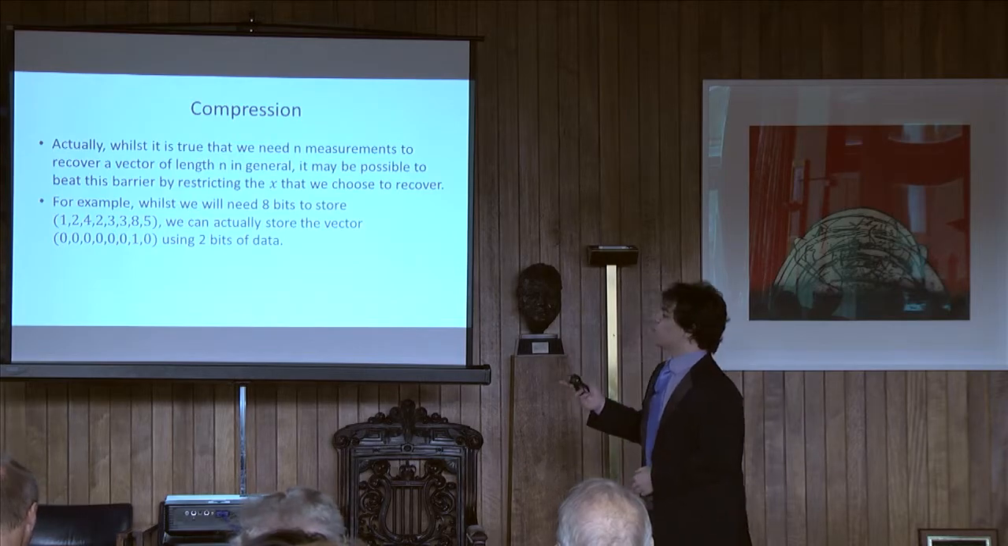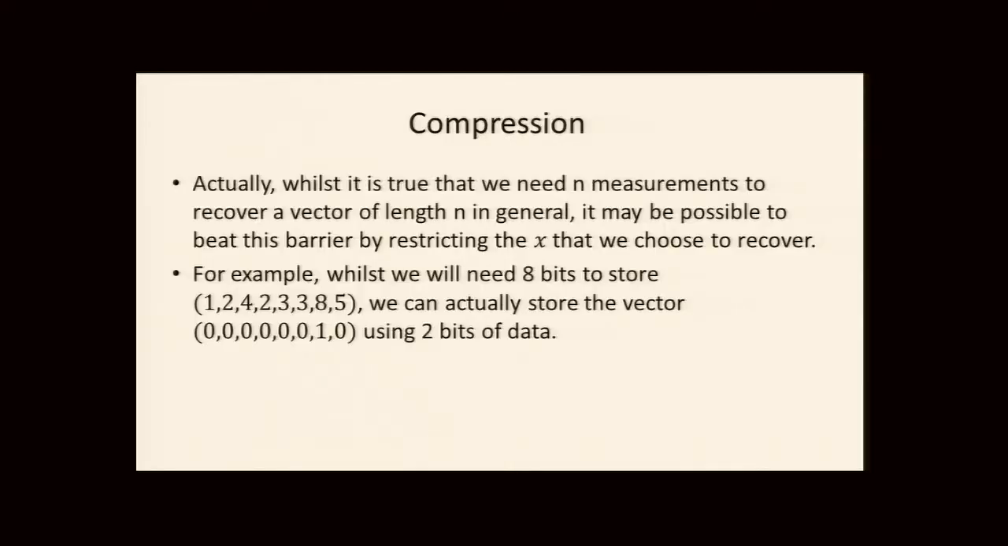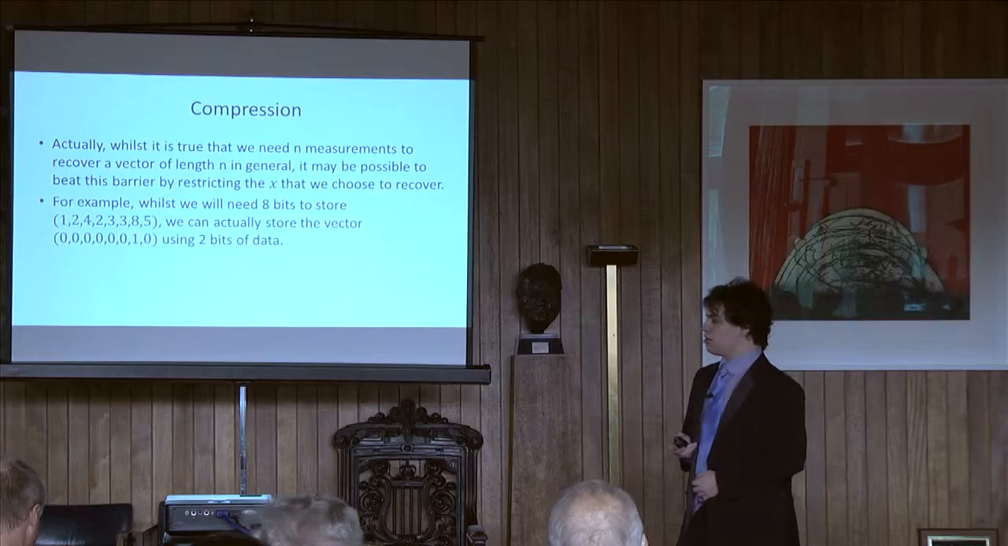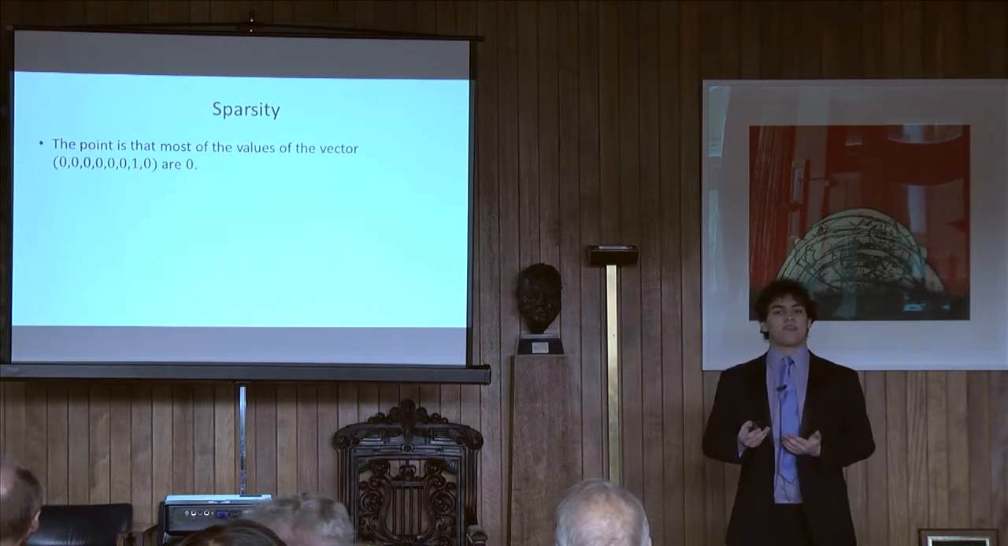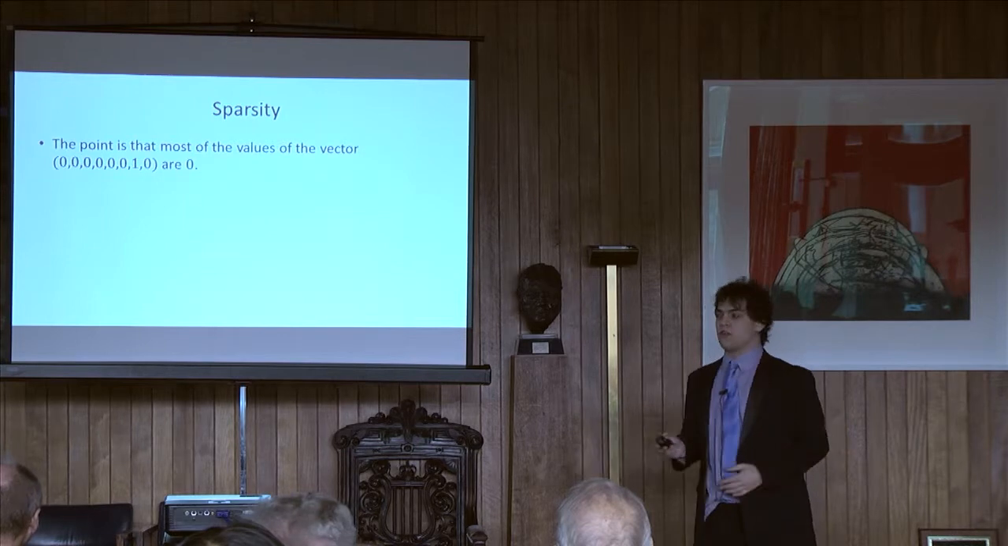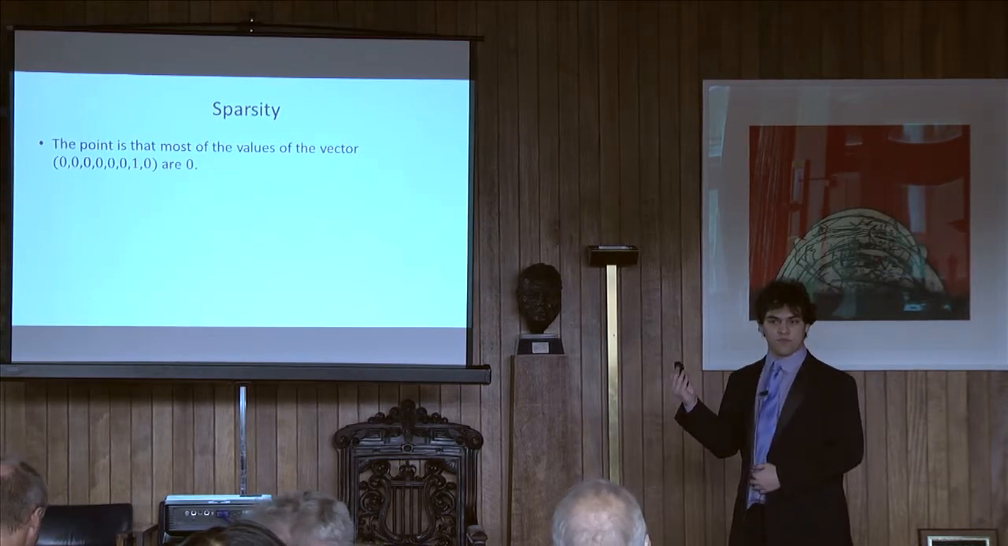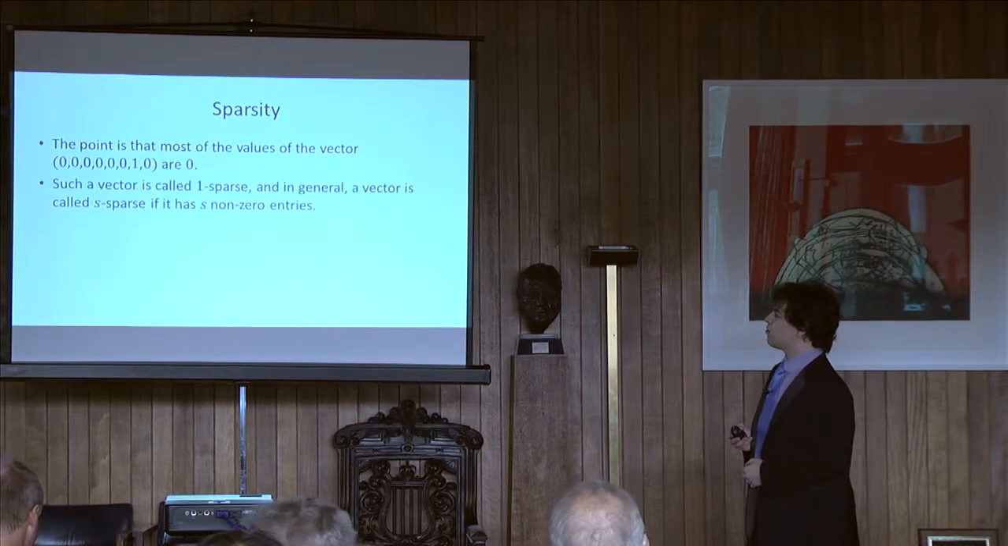But if we only want to store 0, 0, 0, 0, 0, and then a 1 in it, well, we need 2 pieces of information. We need to know where the 1 is and what number it is. And that's obviously some form of compression. And this is one of the ways modern computers compress images. So the point here is that we know loads of the values are 0. And we're using that little piece of information to store less.